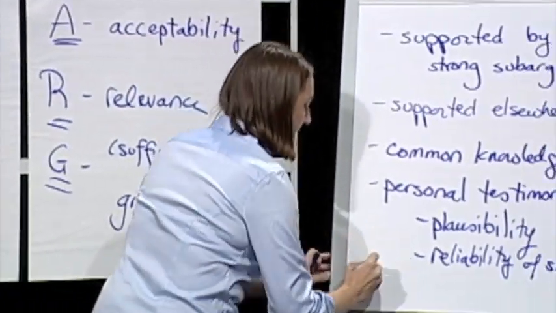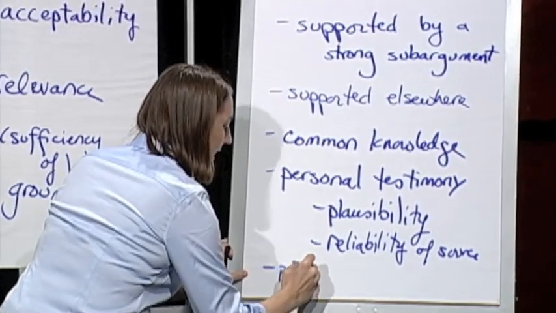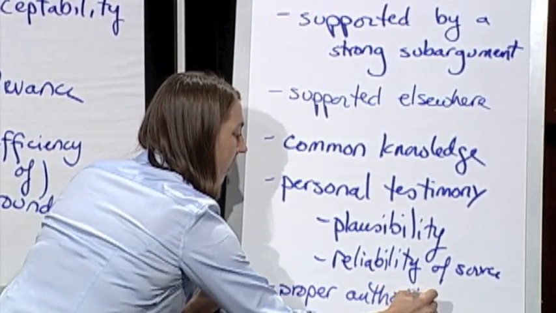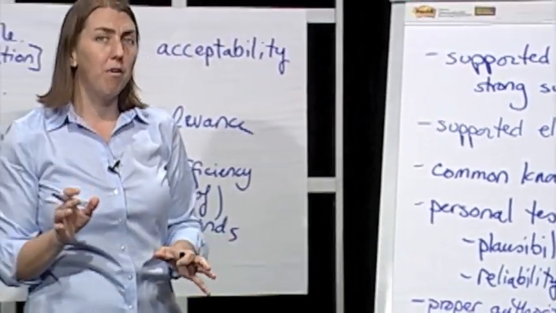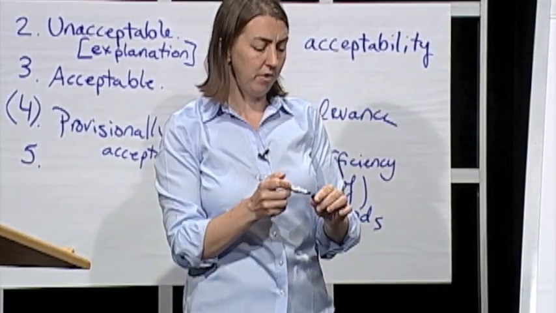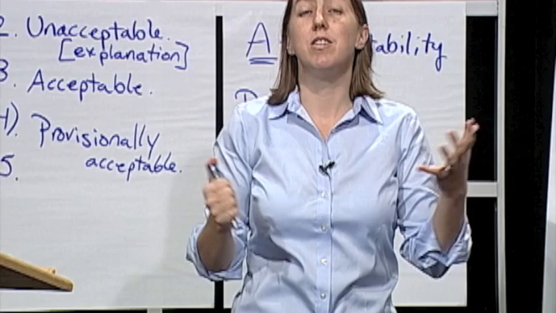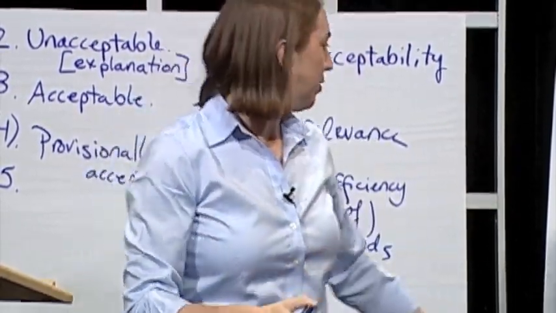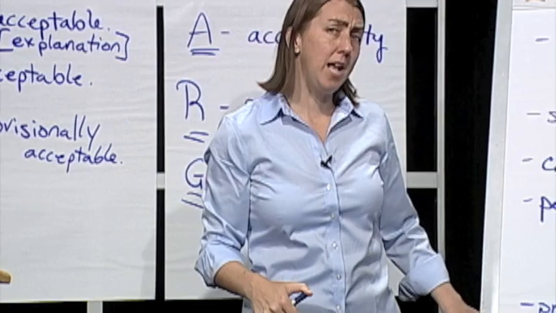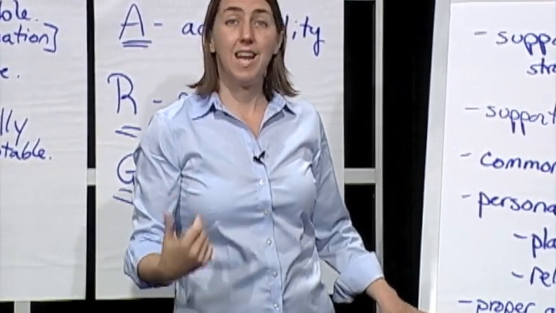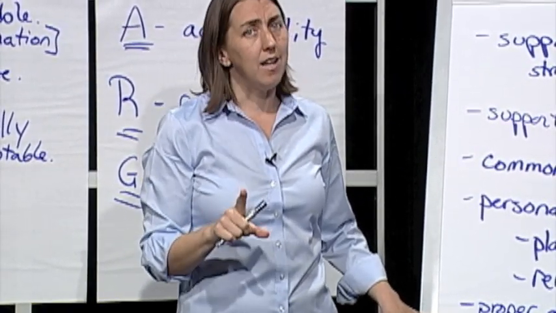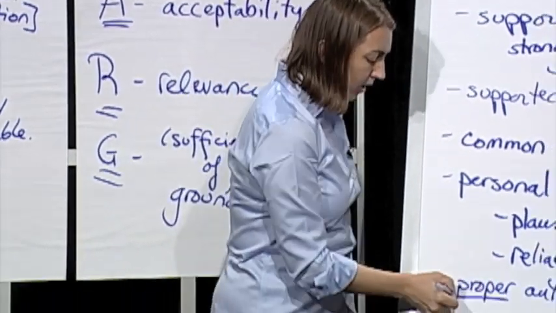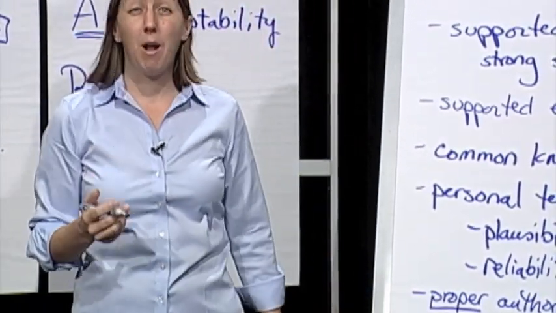One more, I can fit it on here. We might accept a claim if it's based on proper authority. You and I are not experts in everything. I cannot question every single claim that a plumber might make as they come in to fix my house. So I might accept something on the basis that someone else has expertise that I don't have. Again, this is not an excuse not to think critically, particularly about this part. The proper authority.